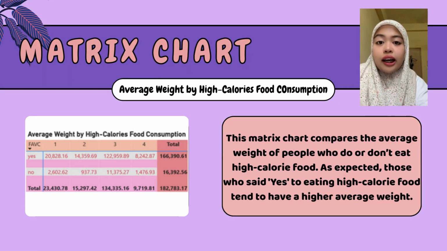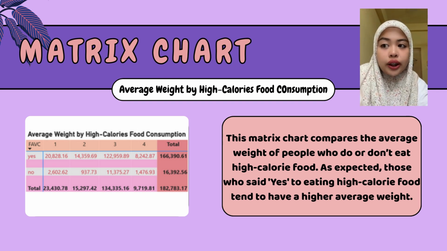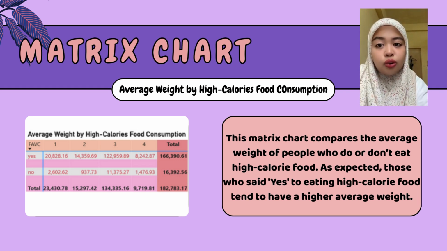So the last chart I use is a matrix chart, which shows average weight by high-calorie food consumption. This chart was used to compare the average weight of people based on whether or not they frequently consume high-calorie food. In this chart, the FAVC field, which stands for frequent consumption of high-calorie food, was placed in the row. It contains two values, which are yes and no. For the values, the average of the weight field was used.